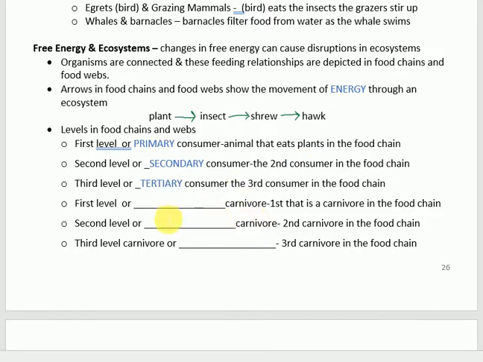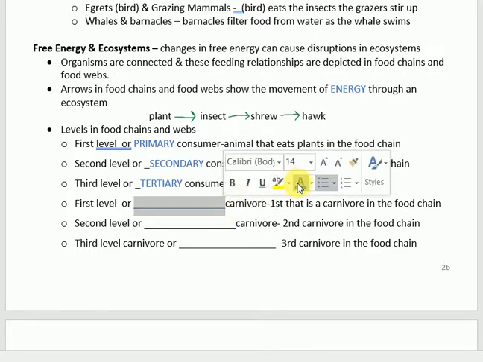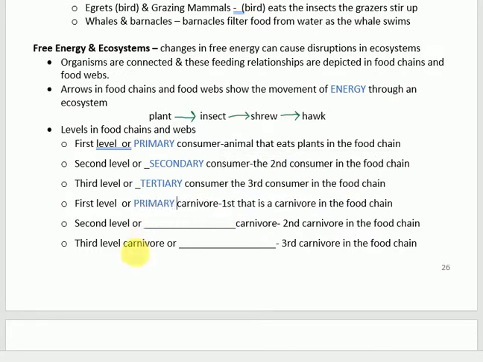On top of the consumer levels, we also have carnivore levels. So the first level would be a primary carnivore, and then of course we would have a secondary carnivore and a tertiary carnivore.